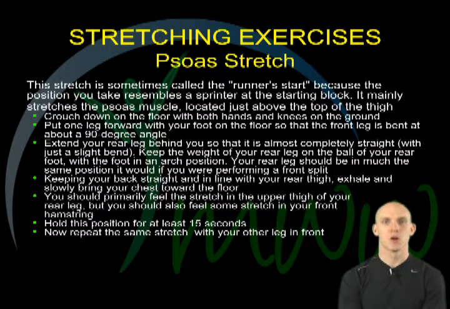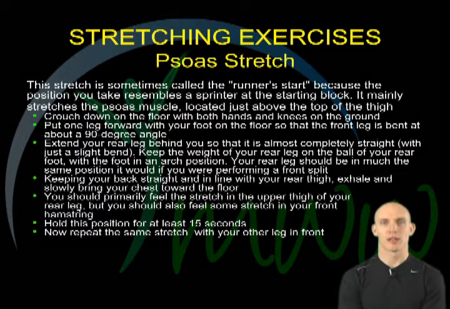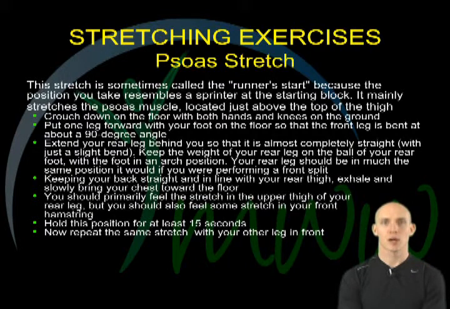Holding your back straight and aligned with your rear thigh, exhale and slowly try to bring your chest down toward the floor. You shouldn't need to bend much further than the line of your front knee. You should feel the stretch primarily in the upper thigh of your rear leg, but if you're doing it correctly, you should also feel some stretch in your front hamstring as well. Hold this position for at least 15 seconds. Now move the opposite leg to the front and repeat the stretch.